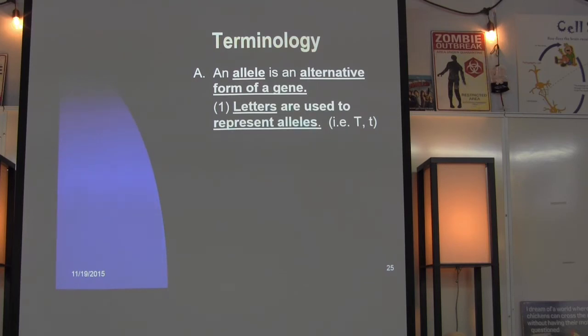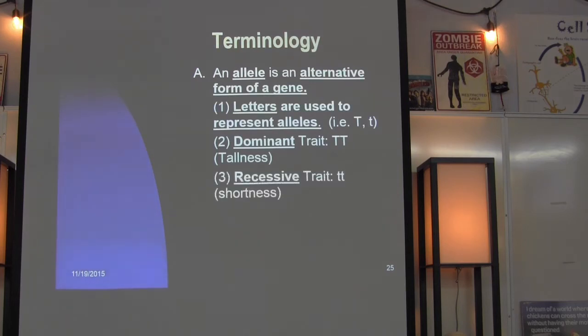So like I said, make believe you don't know anything. When you're doing Punnett squares, you have to know the vocabulary because these are basically word problems. Letters are used to represent alleles. And once again, in this case, we're going to look at height. A dominant trait is always going to be in capital letters, in this case tallness. A recessive trait is always going to be 2 lowercase letters.